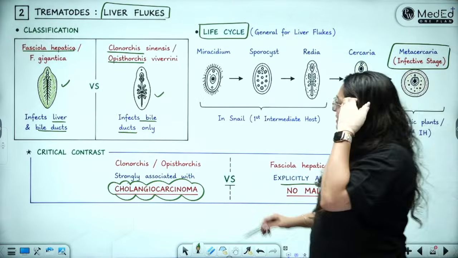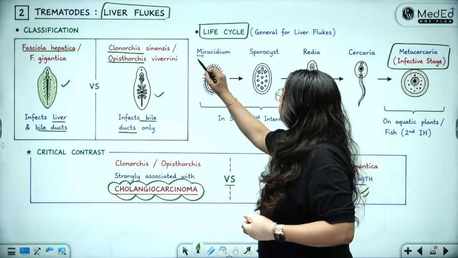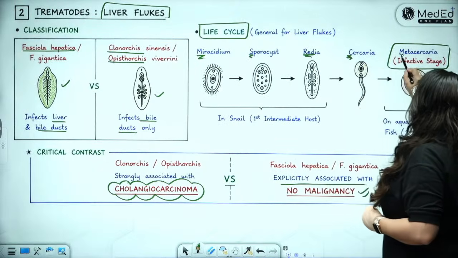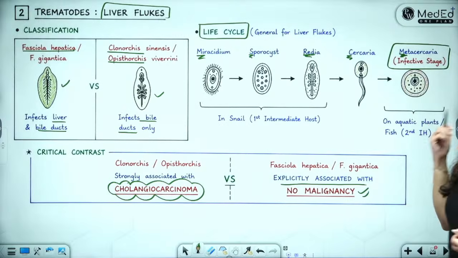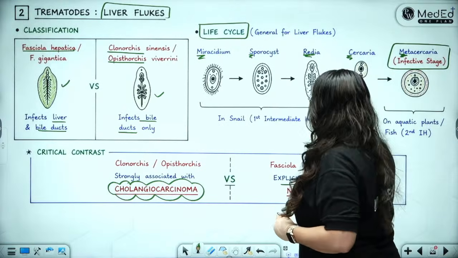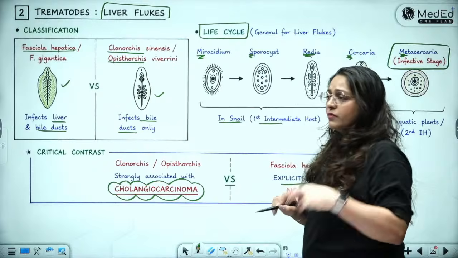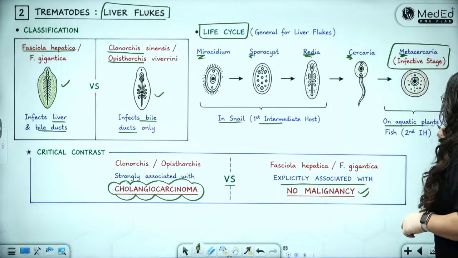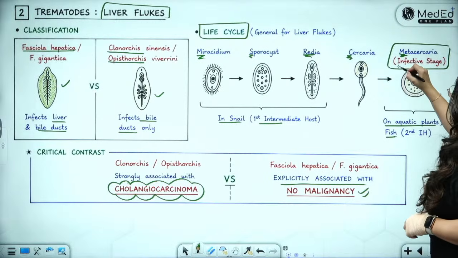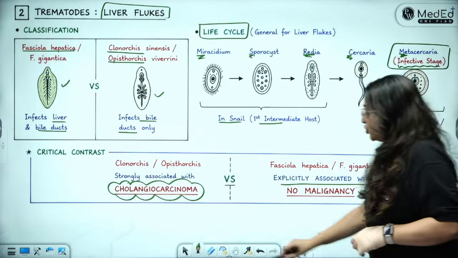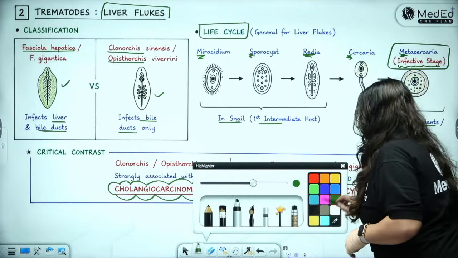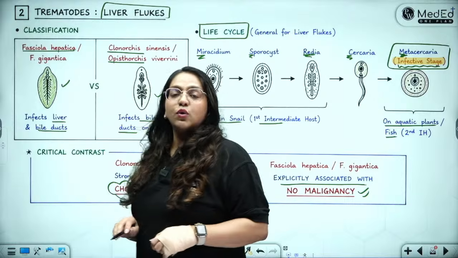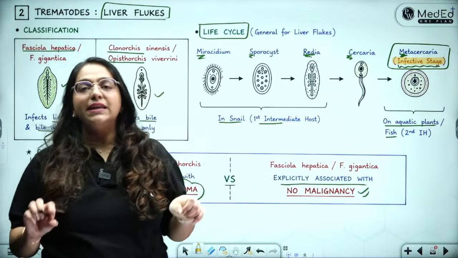So what are the larval stages? Miracidium, sporocyst, redia, cercaria and metacercaria larva. How to remember? All of these stages are in the snail, which is the first intermediate host, and the last stage is there on the aquatic plants, on the fish. That is why this becomes the infective stage. So what is the infective stage of liver fluke? It is metacercaria larva.